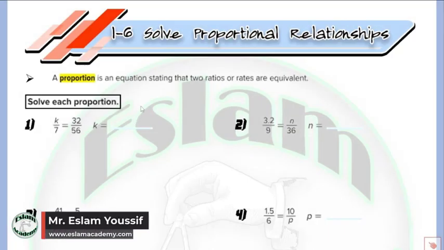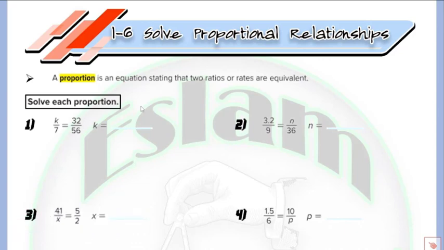This video will show how we can solve proportional relationships. At first, what is the meaning of proportion? Proportion is the equality of two or more ratios, or the equality of two or more rates. Solving a proportion means finding the value of the variable which makes the first ratio equal to the second ratio.